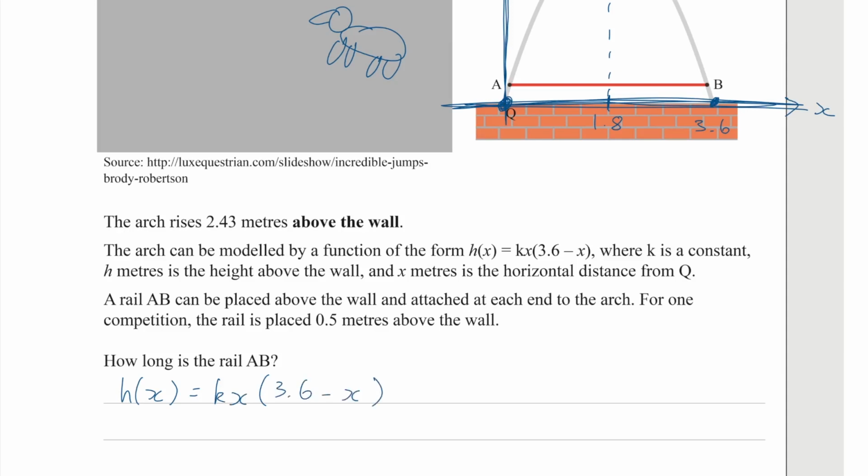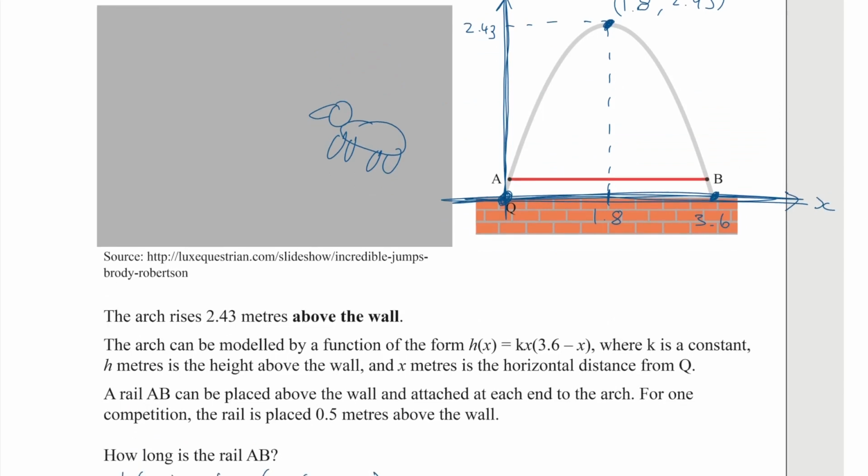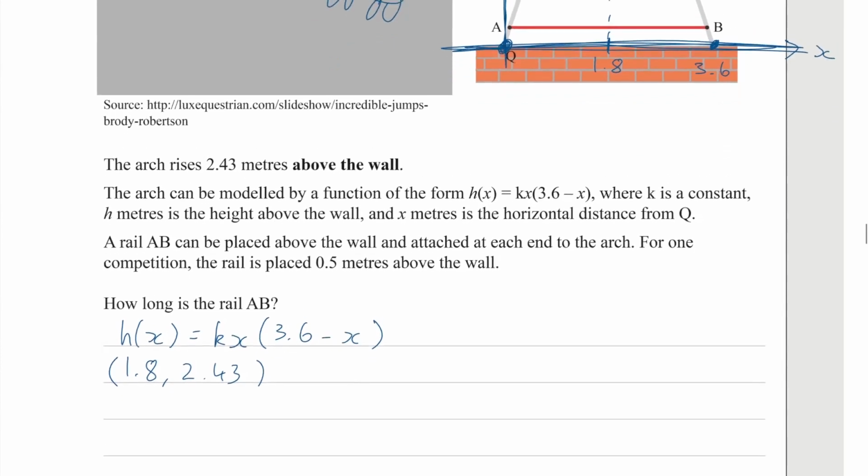So that's the model, and we've determined that there's a point at (1.8, 2.43). We're given 2.43 as the maximum height, so the turning point, and then we worked out 1.8 because we know that the width of the base of the arch is 3.6, as we acknowledge that this is the x-intercept form, and then we half that to get the x value of the turning point. So if you don't know much about your quadratic graphs, this question would be quite challenging. But we do, so let's press on.